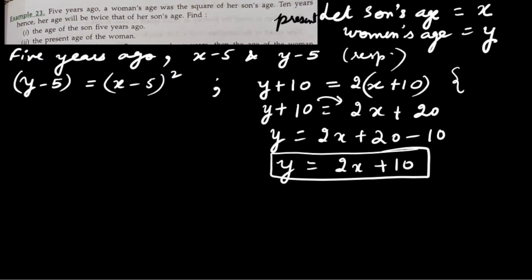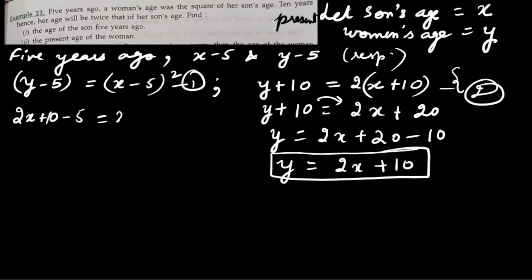So this value of y we can substitute in the first equation. See, this is the first equation. So this was the second equation. From the second I just found the value of y. Here we can substitute. So at y's place, where y is there at the start itself, I'll write 2x plus 10. 2x plus 10 minus 5 is equal to, this side let's simplify the square.